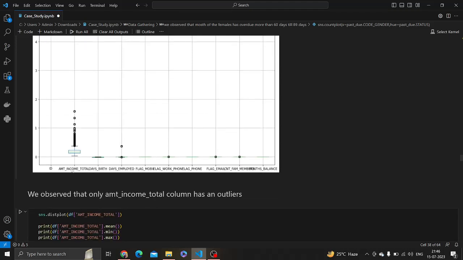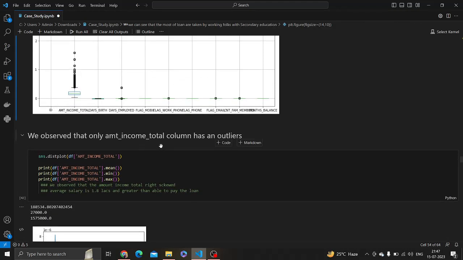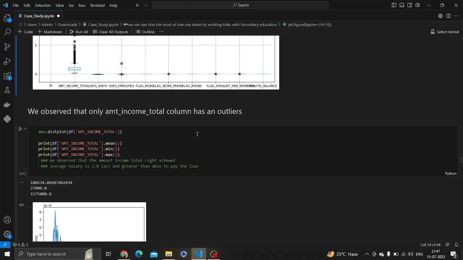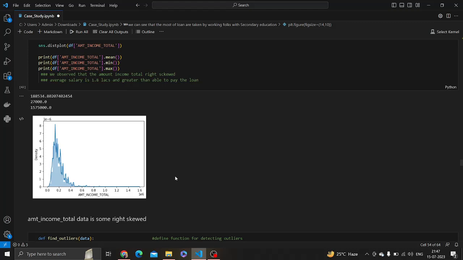Okay, amount of income, total days. This is a category. We observe that only the amount of income total column has an outlier. Only the one column there is an outlier. We are able to find it. So we observe that the amount of income total is right skewed, and those persons who have an average salary of 1.8 lakhs and more are able to pay the loan. By the analysis I'm doing, I found it out.